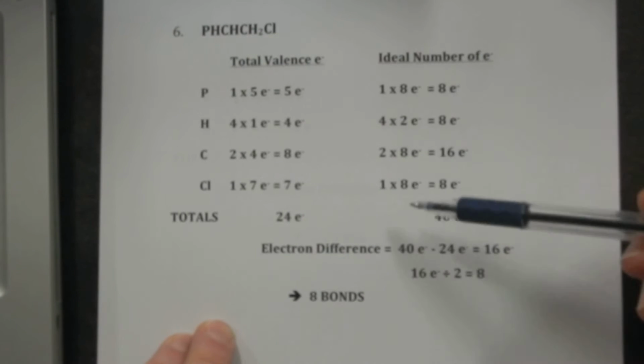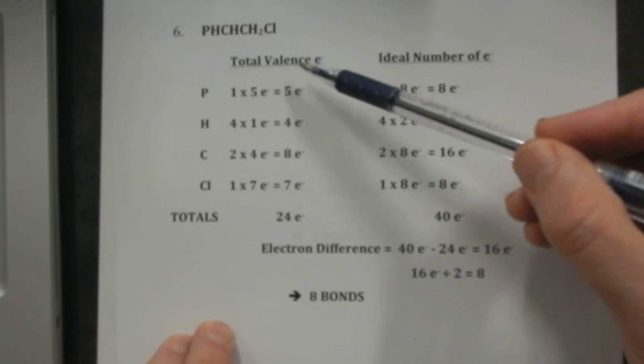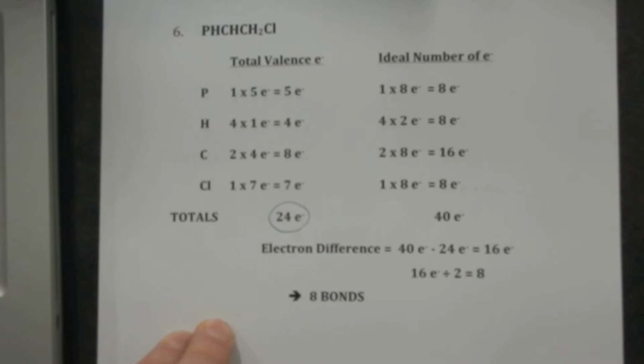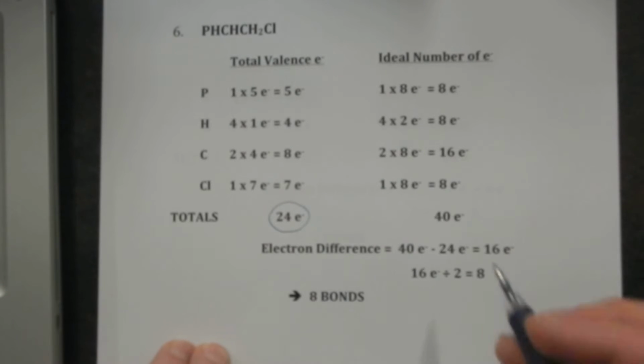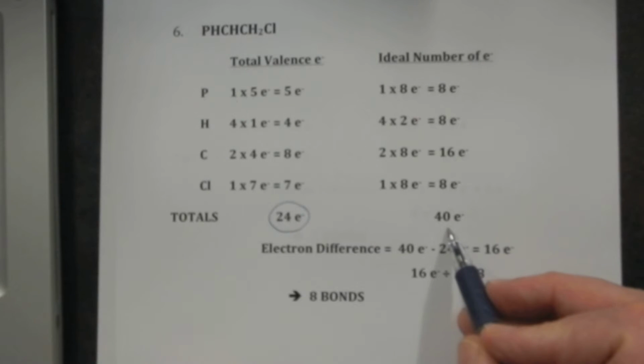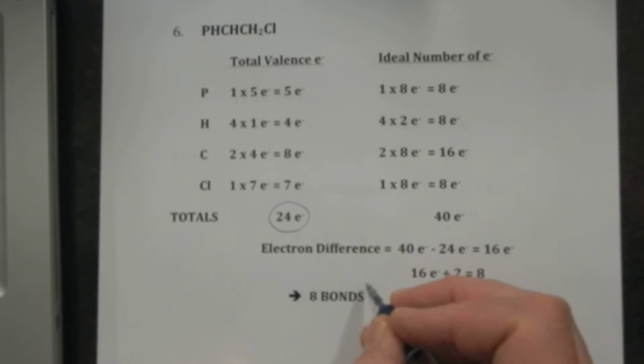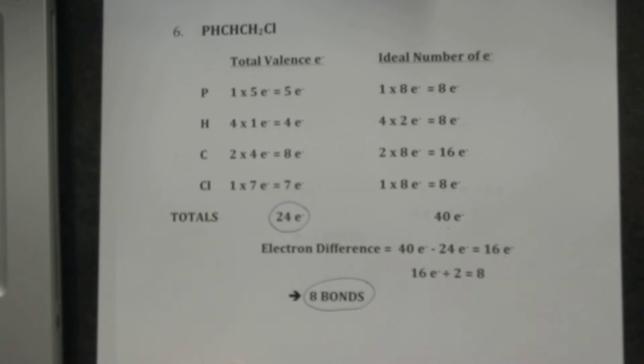Valence electrons, ideal electrons in the Barney world. We add them up and we say, hey, we've got 24 outer electrons to play with, but they have to give the effect of 40 electrons. So subtracting, we get 16, so it means 16 electrons will be involved in 8 bonds.